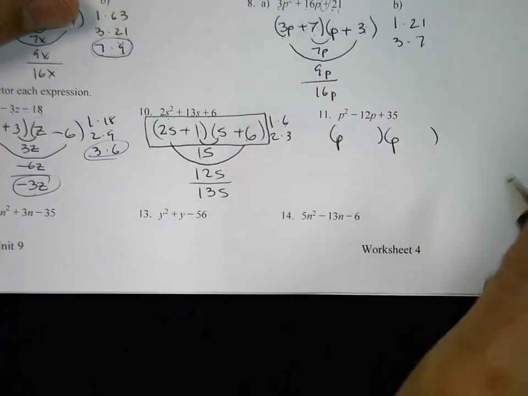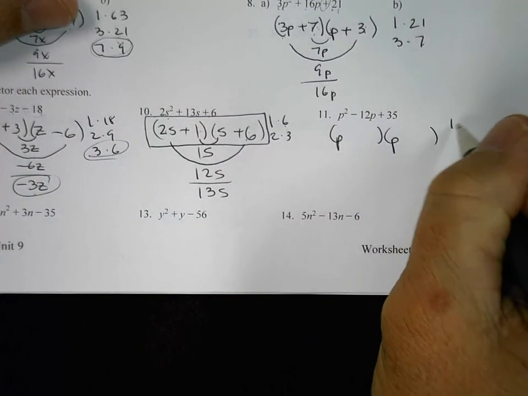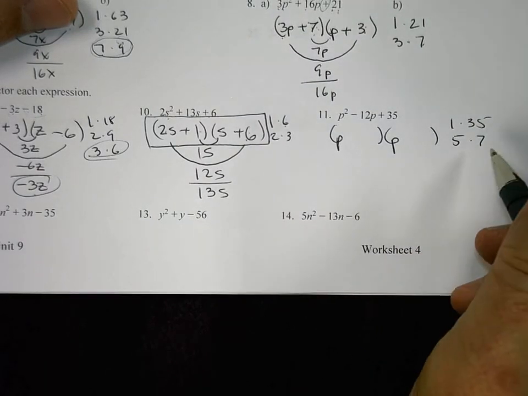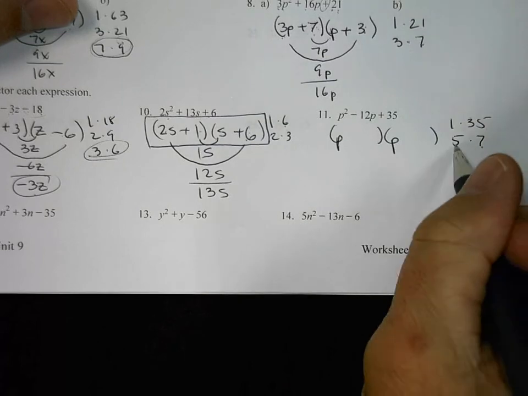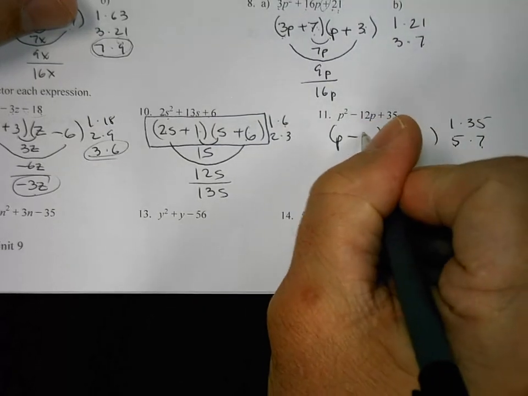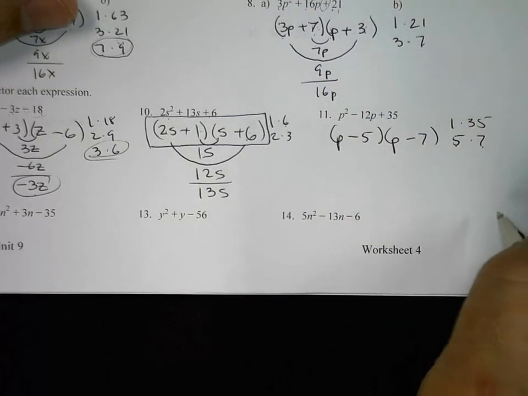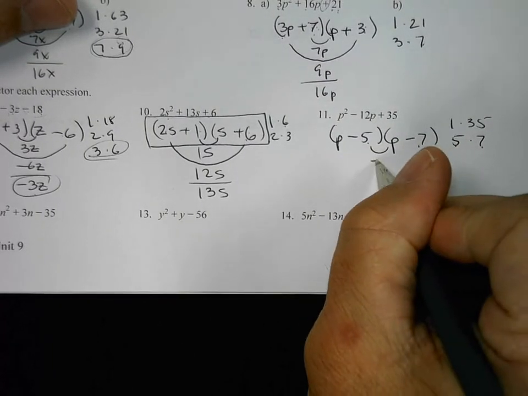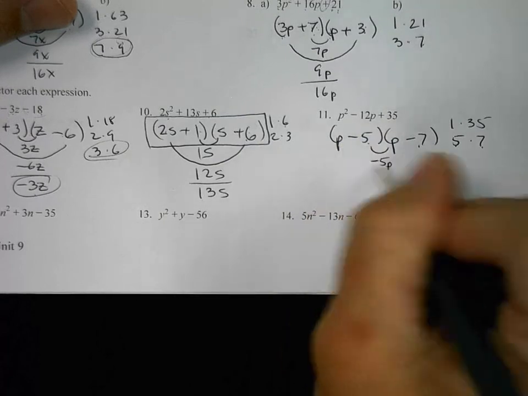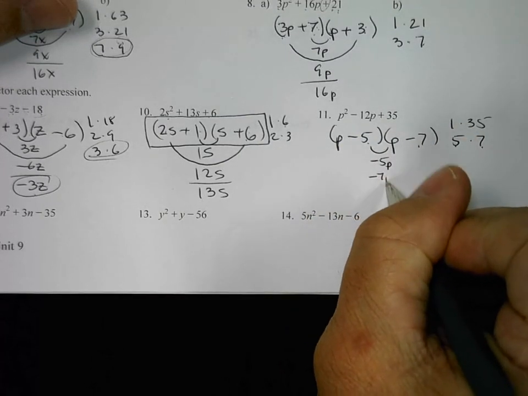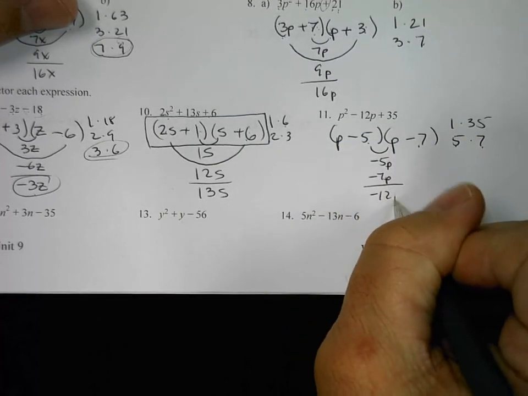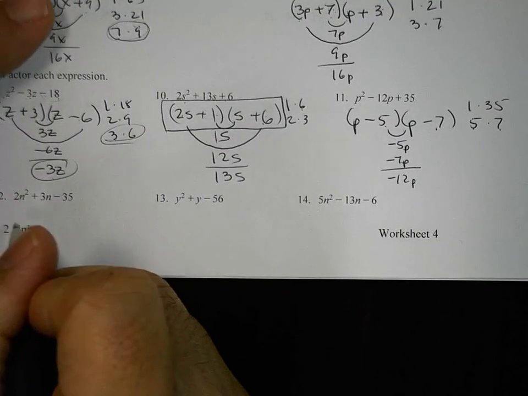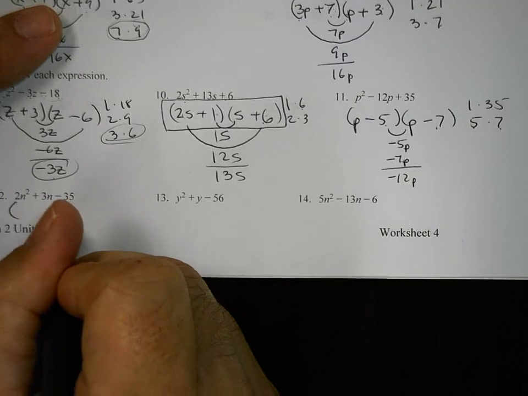P times p is p squared. 1 times 35 and 5 times 7. And let's see, we're going to add them up and look at 7 plus 5 is 12. So minus 5 minus 7. Negative 5 times negative 7 is positive 35. Negative 5 times p is negative 5p. And p times negative 7 is negative 7p. And that adds up to negative 12p. All right. So I didn't leave us much room here, did I?